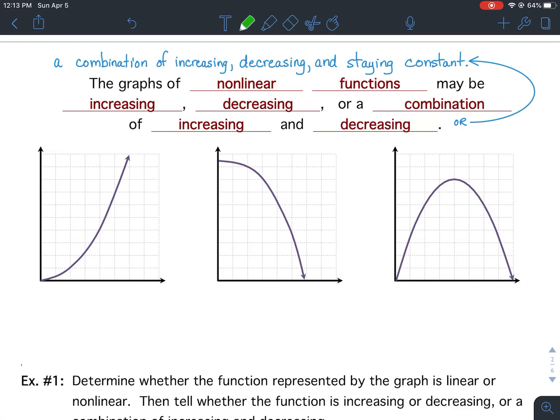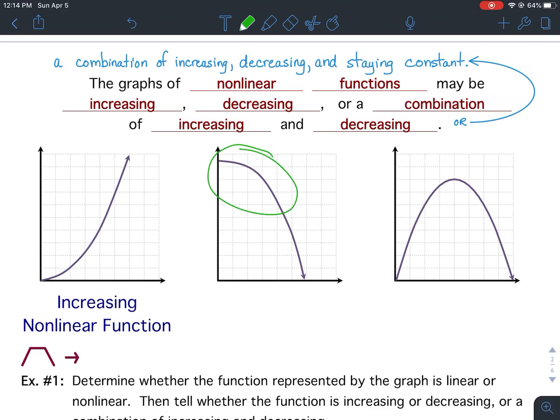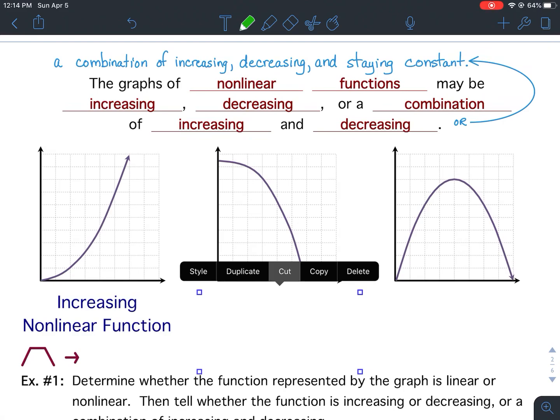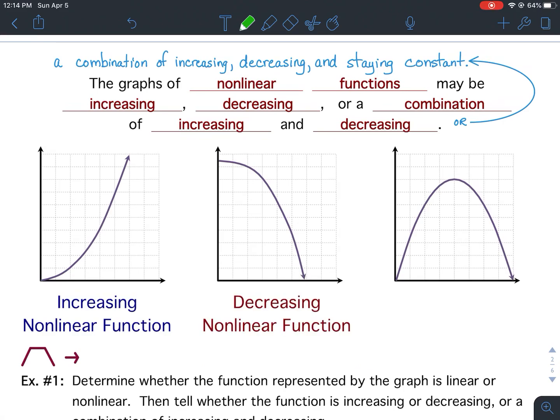That would be constant. So if you look at this first graph, it is increasing the entire time, but because of this curve in the graph, that makes it nonlinear. So this would be an increasing nonlinear function. Don't worry about this part down here. We'll get to that later. The second graph, it is decreasing. It's got this curve right here. Because it's got the curve, it's nonlinear. And it's decreasing, therefore this is a decreasing nonlinear function.